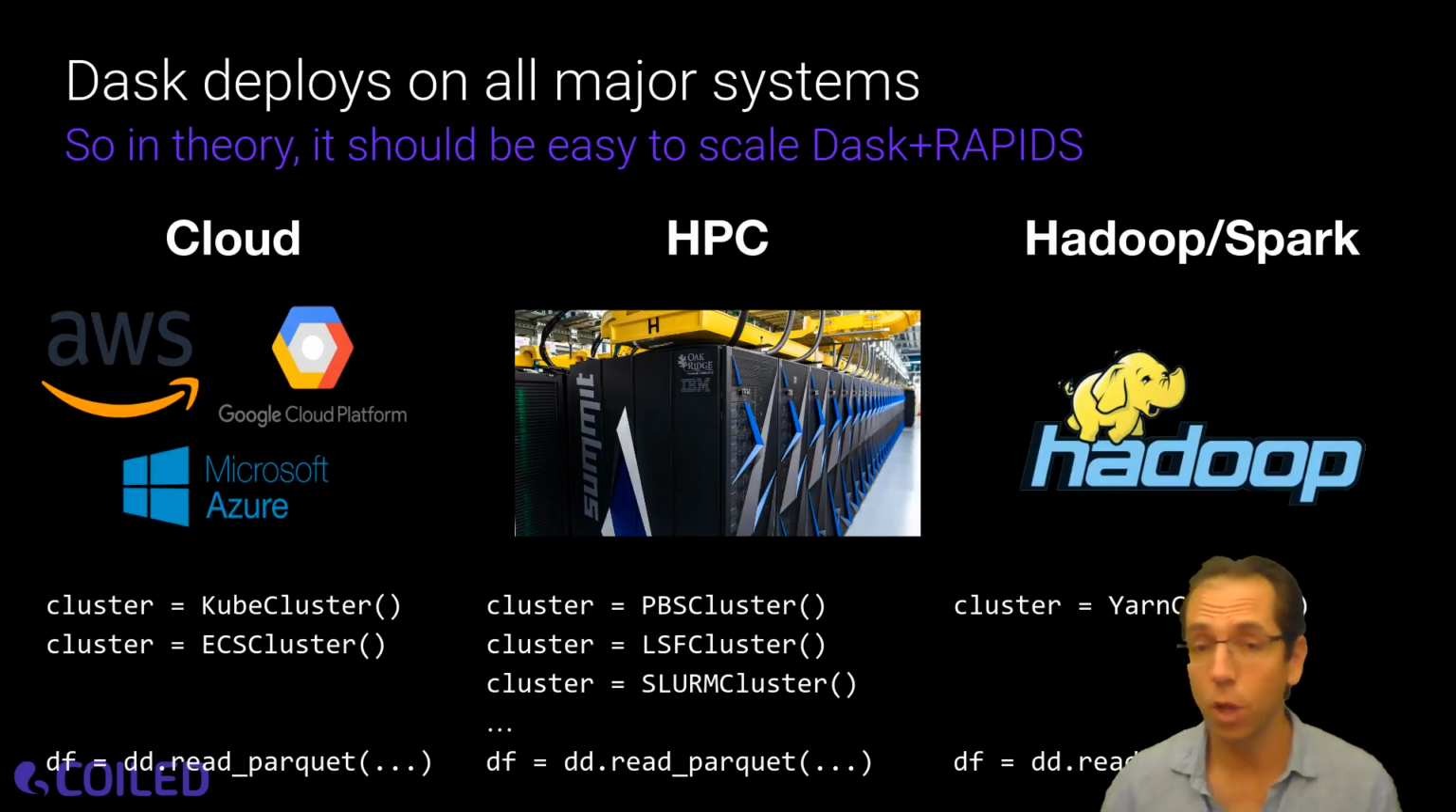Fortunately, Dask solves this problem. Dask, again, has been around for a very long time. It integrates into pretty much any resource manager, including cloud ones like Kubernetes, or cloud native things like Amazon ECS, HPC job schedulers if you're on bare metal systems like PBS or LSF or Slurm, or even if you have a legacy Hadoop Spark cluster around, you can use Dask with systems like Yarn.